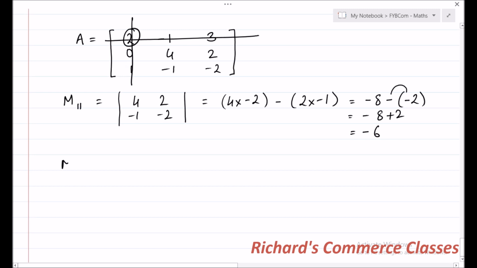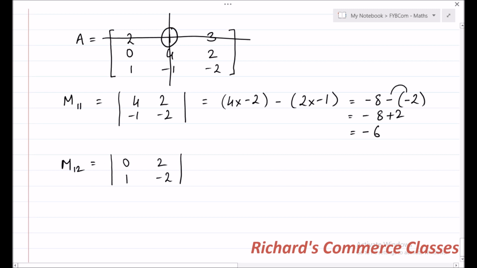The next one being M12. For M12, the element is 1. So for calculating the minor, delete the row and the column containing that 1 and write the remaining elements in a 2 by 2 matrix form. So it will be 0, 2, 1, minus 2. Solving it, it will be 0 into minus 2 minus 2 into 1, which is equal to 0 minus 2. The answer is minus 2.